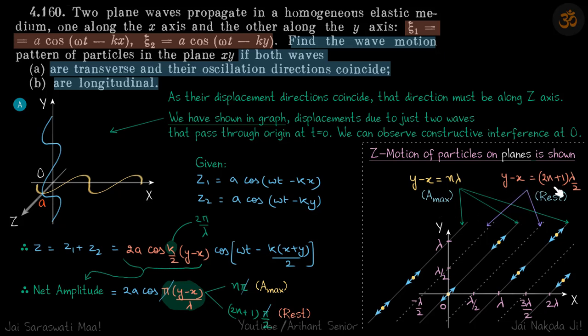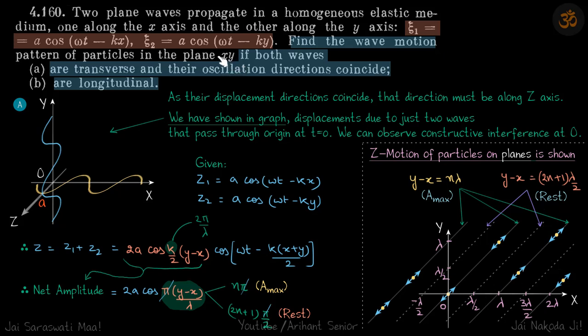And wherever y minus x is an odd multiple of lambda by 2, so that is when this is lambda by 2 at an angle 45, then 3 lambda by 2 at an angle 45. Then if you go here also, y is lambda by 2 at an angle 45. So all these points, the particles at all these points will be at rest.